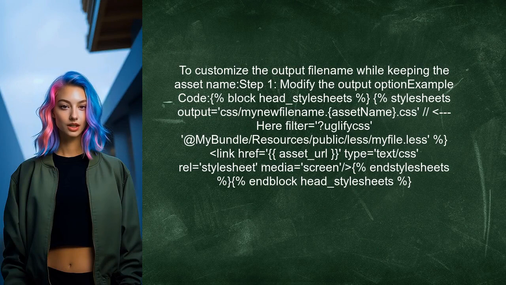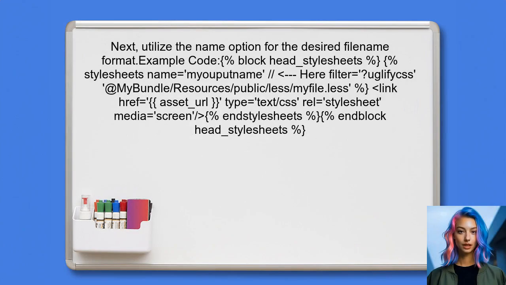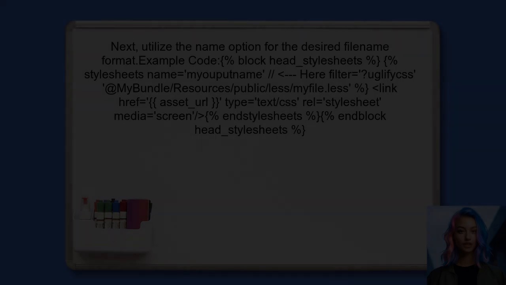To customize the output file name while keeping the asset name, the user should start by modifying the output option in the Style Sheets block. This allows for a more tailored file name format. Next, to achieve the desired file name format in the development environment, the user should utilize the name option. This will help in generating a file name that includes both the asset name and the custom name.